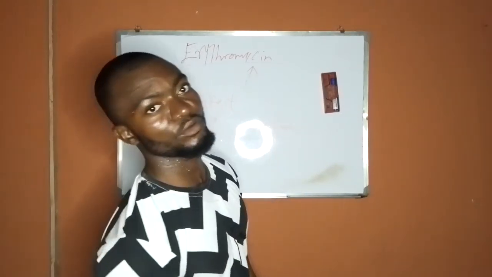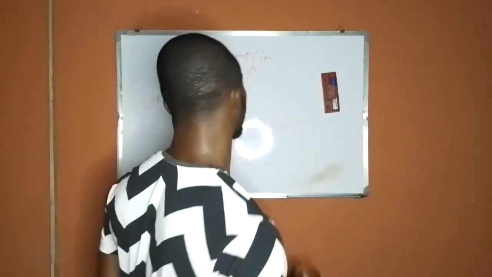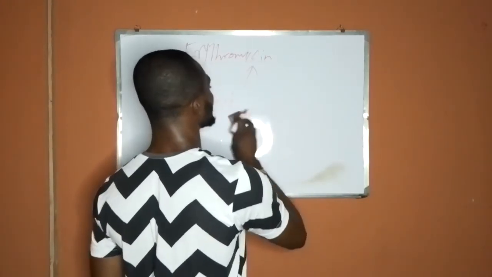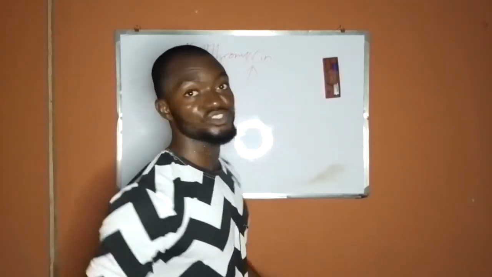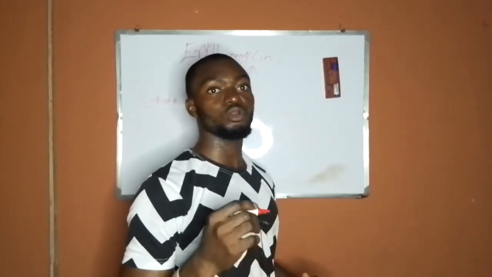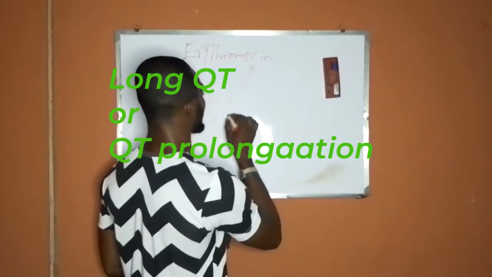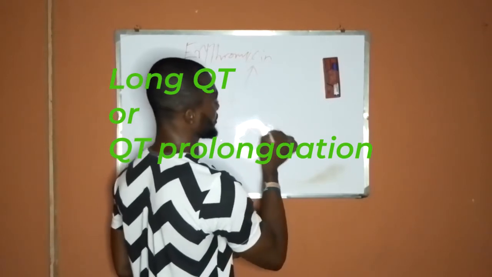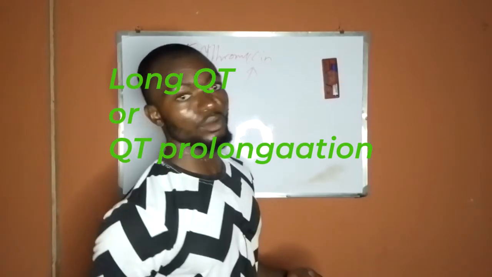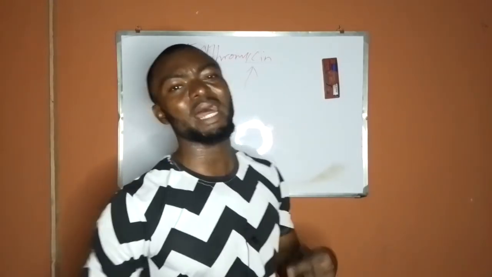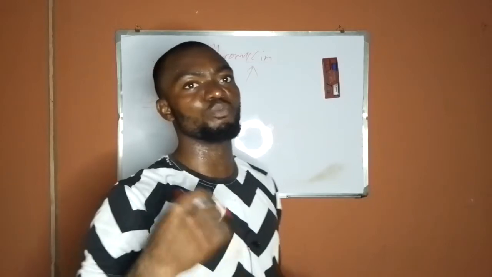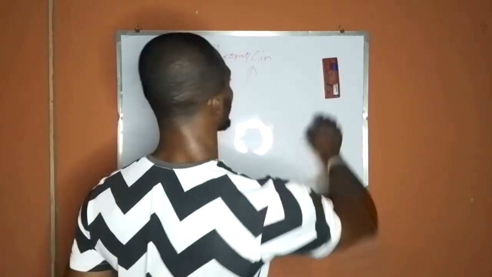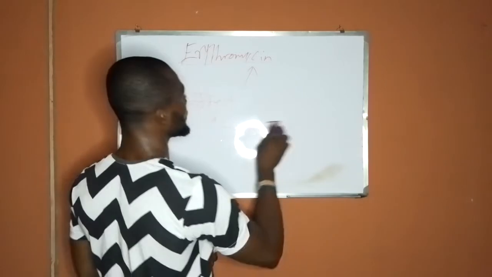Now the side effects. Number one side effect of erythromycin is diarrhea. Number two side effect of erythromycin is QT prolongation, or long QT. This long QT is an irregular heartbeat. It makes your heartbeat too fast. So one of the side effects is long QT.